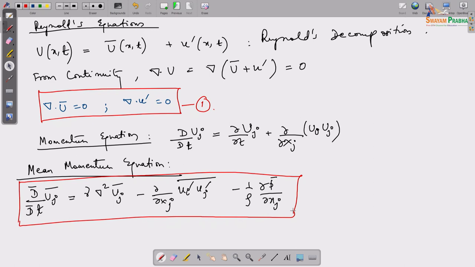So that's the mean momentum equation. So Reynolds equations are basically now, right? How is this different from the Navier-Stokes? If I look at the mean momentum equation, we've said this earlier. Other than the mean values, essentially the Reynolds stresses get introduced, right? We found that out.